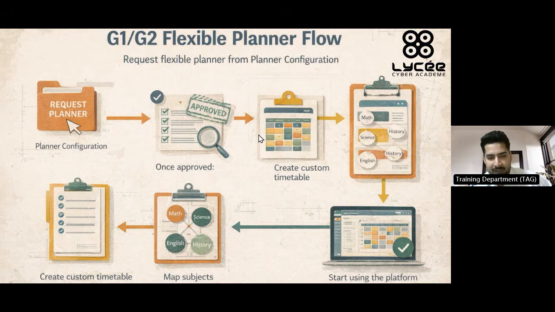But if a school is moving to the G1 program from the G2 program, they have an option in the portal called planner configuration request. They can just click a button, the request is sent, it will be approved, and you get the flexible timetable options, right? So this is how the entire system will look.